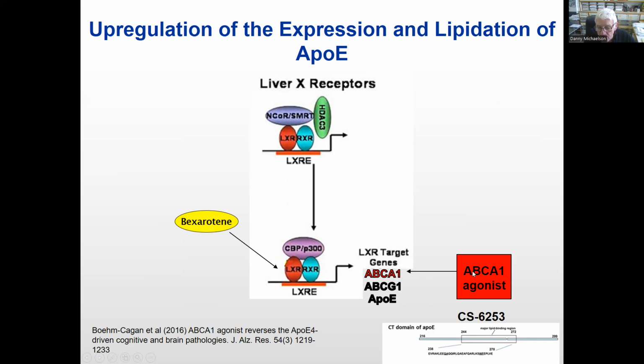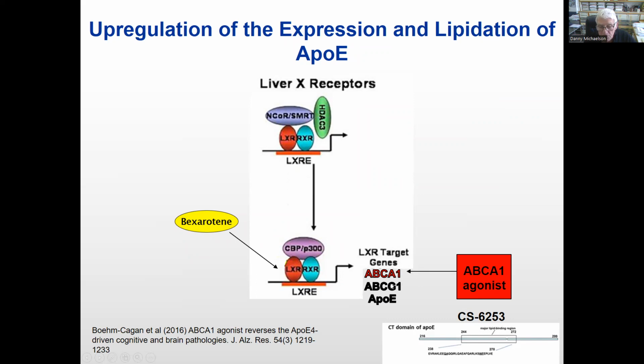It's an agonist of this promoter. And one agonist has been developed by a company called Artery. It's a peptide derived from ApoE called CS6253. And this peptide has the ability in vitro to activate ABCA1 and get more activity related to it. So we decided to take both of these approaches and ask the question whether by promoting or increasing ABCA1 activity, either with an agonist or with bexarotene, we will affect the lipidation of ApoE4.